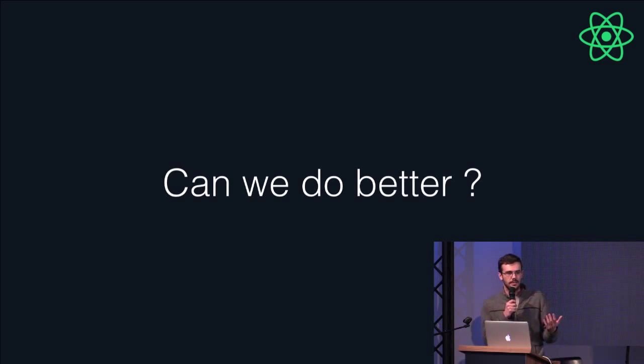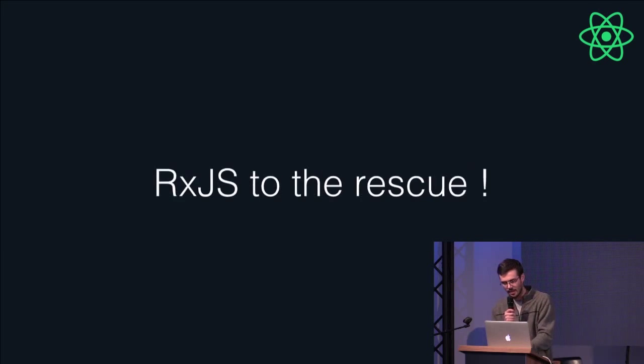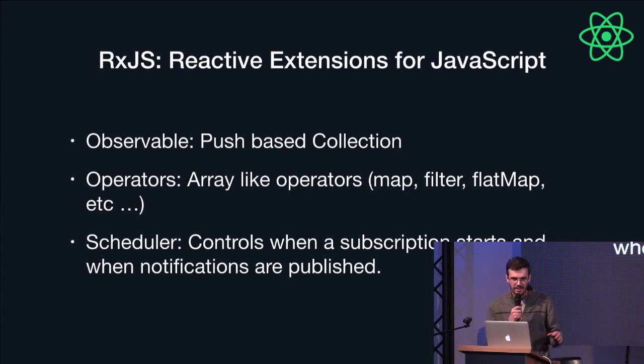So, can we do better? Can we find a better model that will get rid of all these problems? Actually, this model already exists, and it's called RxJS. So, there was a great talk by Paul Taylor yesterday about Rx, which will save me from spending a lot of time explaining what it is. But just as a reminder, Rx is mainly 3 things.